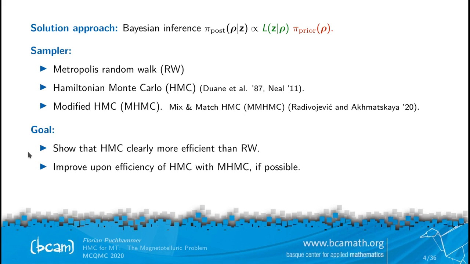And the goal of today's talk is, first of all, that we can basically forget about Metropolis Random Walk. These two guys perform much more efficiently. And then again, that the modified methods perform much better in terms of efficiency than the Hamiltonian Monte Carlo method itself.